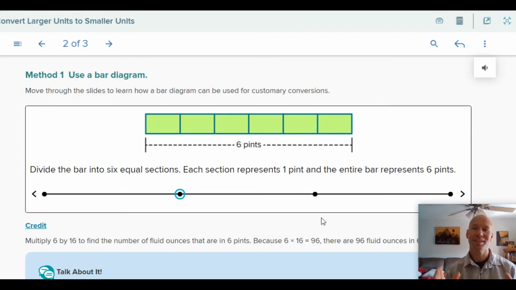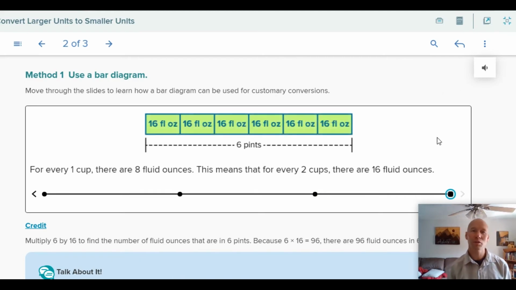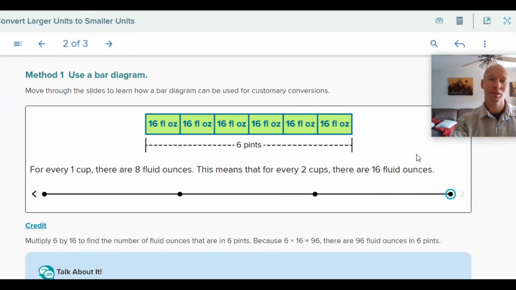So go ahead and divide your bar into 6 equal sections. Now you can label each section as 2 cups because every pint is 2 cups. So we've got 2 cups in each section. And then finally, we can convert those cups into ounces. If 1 cup is 8 ounces, then 2 cups is 16 ounces. So how are we going to figure out how many ounces there are in 6 pints? Well, we can just multiply 16 times 6, and what do we get? We get 96. So there are 96 fluid ounces in 6 pints.